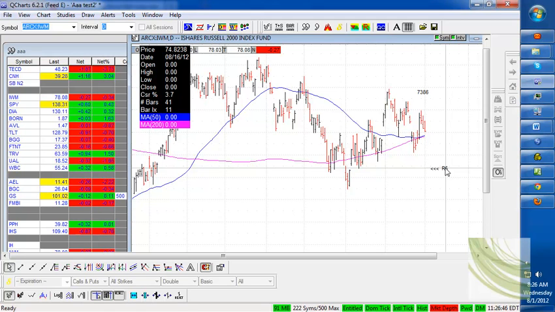So, in the fullness of time, we will see what happens. And this is how OREs are used as reversal points.